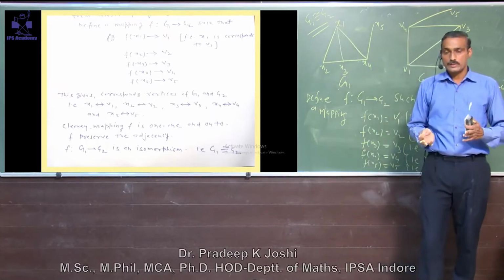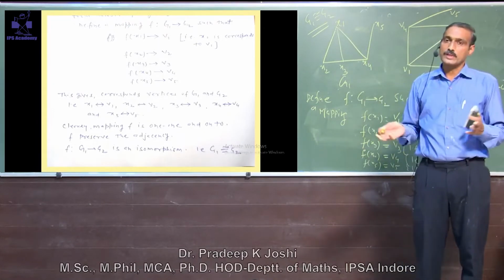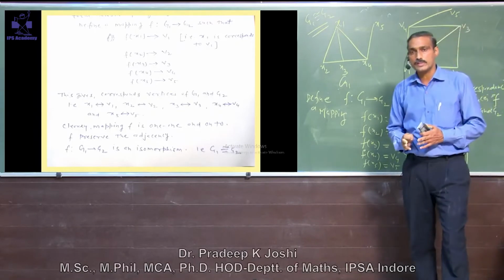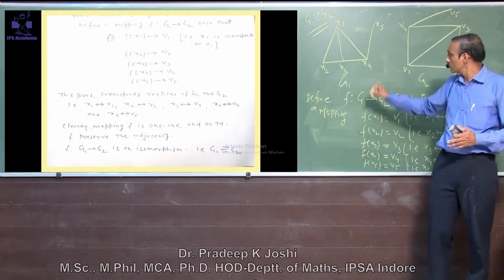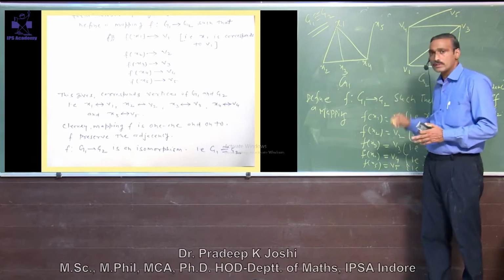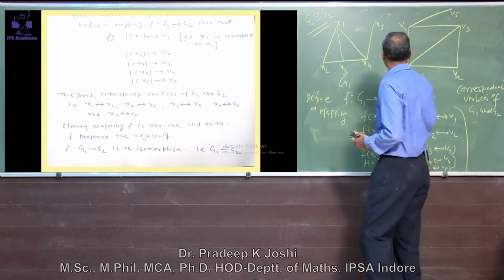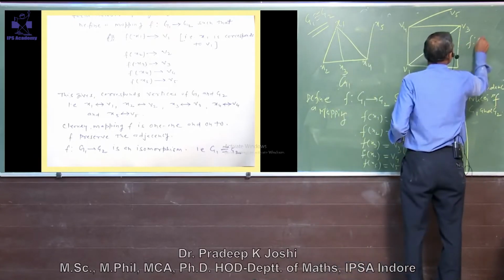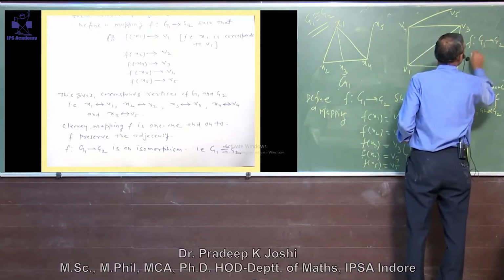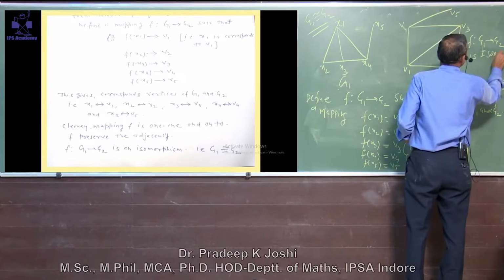Both are structurally different, but their incidence relationships are the same. So the graphs G1 and G2 are isomorphic graphs. In the end we say there is an f such that G1 to G2 is isomorphic.